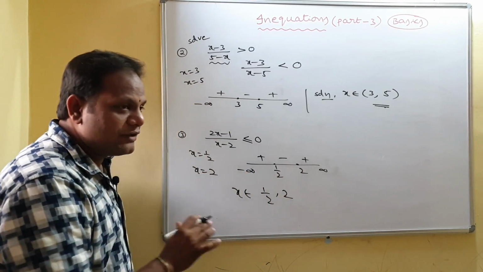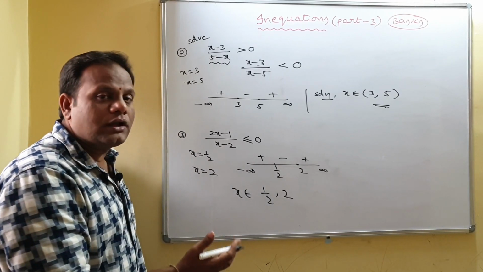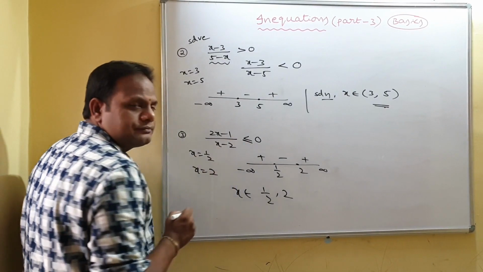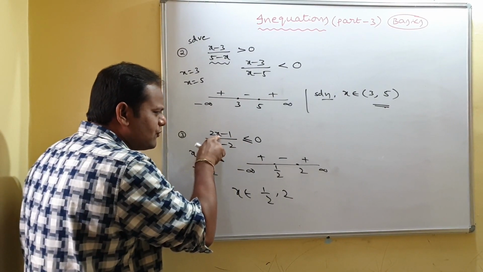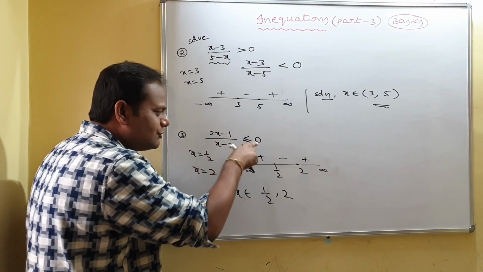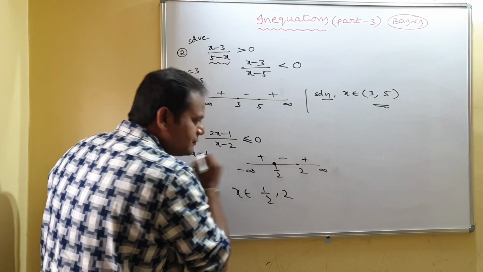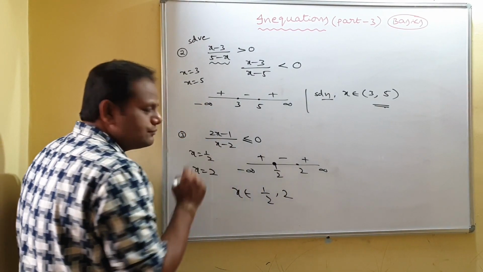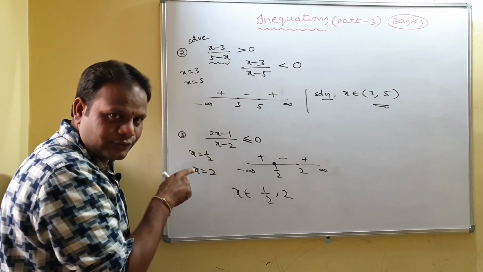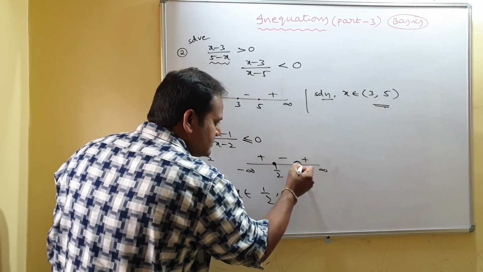Now we have the doubt to choose the interval. Is it open interval or closed interval? See, here we have equal to 0. So if I take x equal to 1 by 2, is it 0? Yes. So that will be 0. So you can take 1 by 2. Don't confuse. Can I take x equal to 2? If I take x equal to 2, denominator becomes 0. So can you take 2? No, not possible. So blank circle.